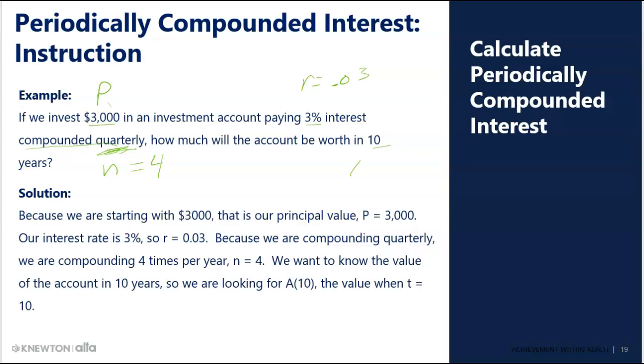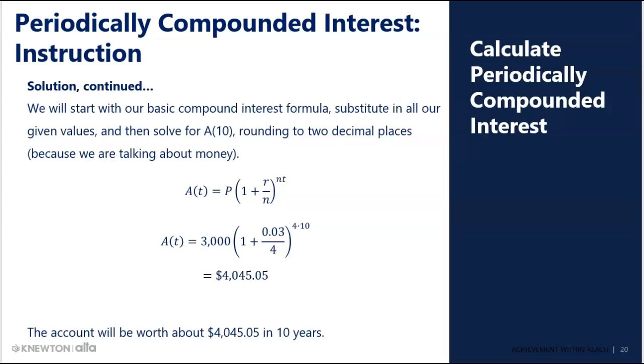So how much will it be worth in 10 years? That's T equals 10. So they do that here. They show you all that. And then when you finish that, you plug those numbers in, and you get $4,045.05 in 10 years.